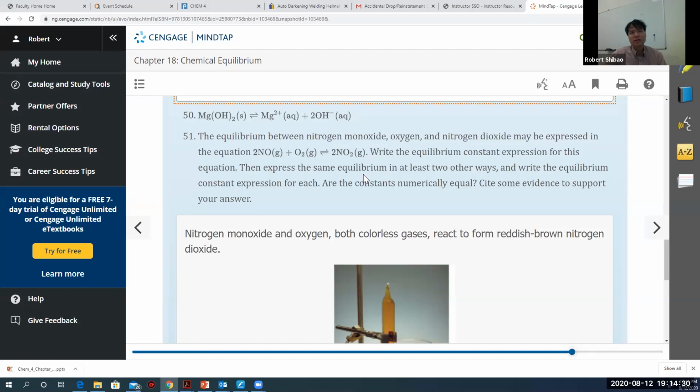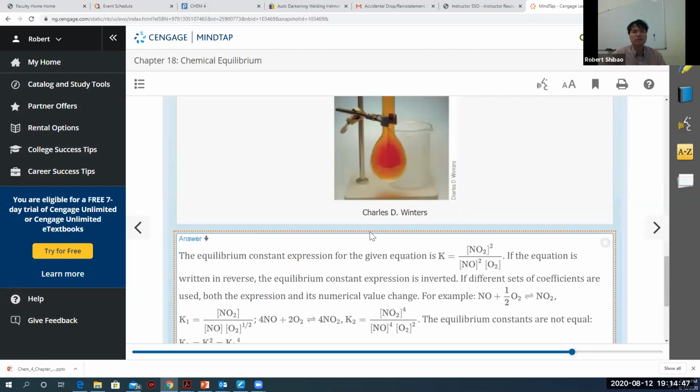And then express the same equilibrium in at least 2 other ways. Write the equilibrium constant expression for each. Are the constants numerically equal? Cite some evidence to support your answer. I don't know what they're talking about. Express the same equilibrium in 2 other ways. One, I guess we could reverse this reaction. I'm not sure what they're talking about.